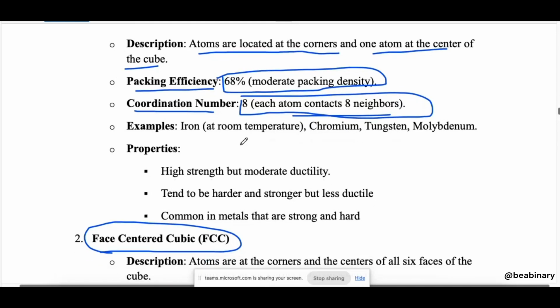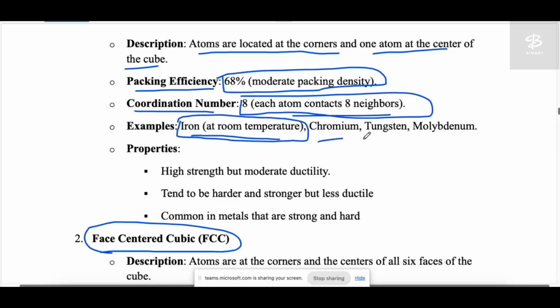These are the examples, like iron. Though, if you heat the iron, if you raise the temperature of the iron, it would not show the same crystal structure, because as the temperature increases, atomic vibration and atom movement occur. Due to that, the configuration and the crystal structure might change at different temperatures. But the structure shown by iron at room temperature is BCC, body centered cubic crystal structure.